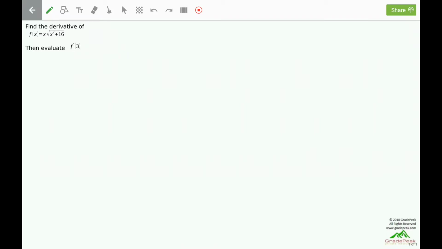Find the derivative of f of x equals x times the square root of x squared plus 16, then evaluate f prime of 3. f of x here is the product of two different functions. We have x multiplying the square root of x squared plus 16. The first thing I'm going to do is rewrite that as a fractional exponent. It's first power, second root, so 1/2 power for the derivative.